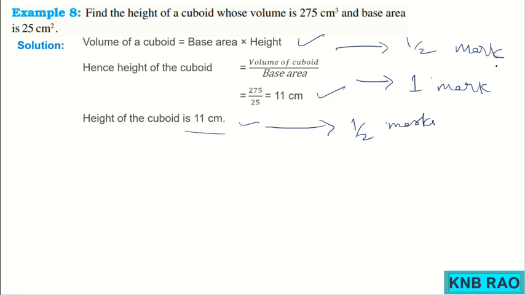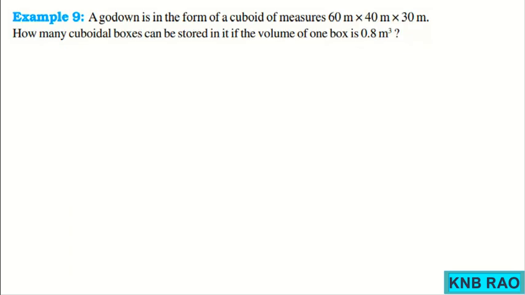Suppose it is given as an MCQ, you can straight away identify the solution. If it is a fill in the blank, you can write 11 centimeter in that blank. Okay. But if it is given for 2 marks, that is short answer, or for 3 marks, short answer type 2, or for long answer 4 marks, you need to write these working steps. Okay. Do not forget them. Now, moving on to another example, example number 9.